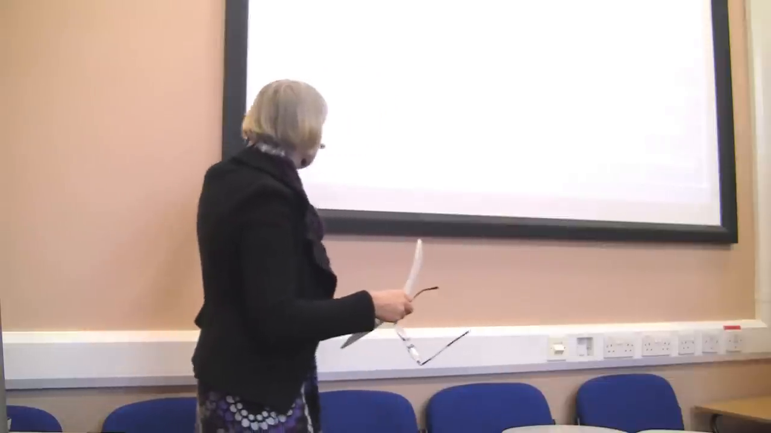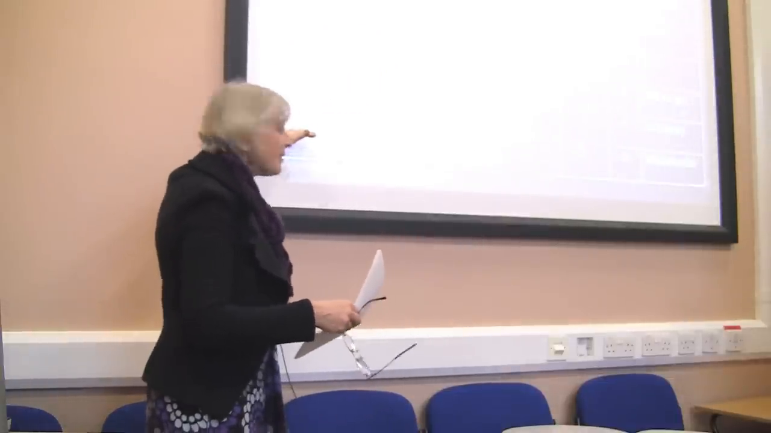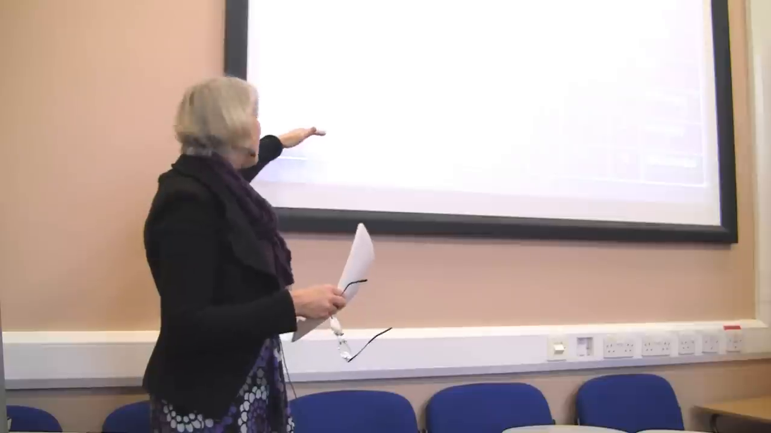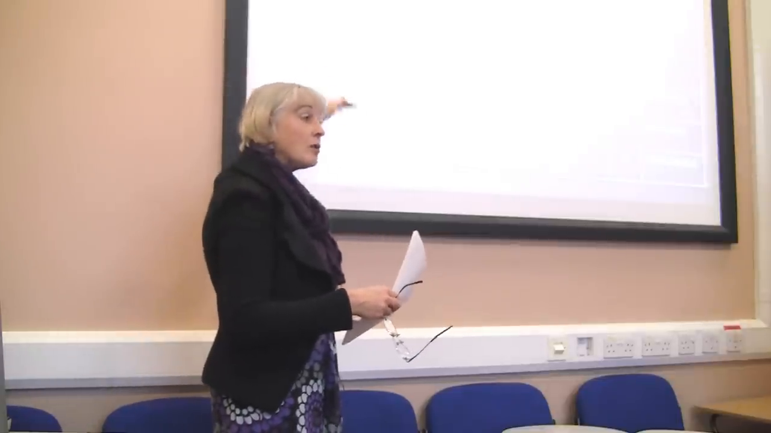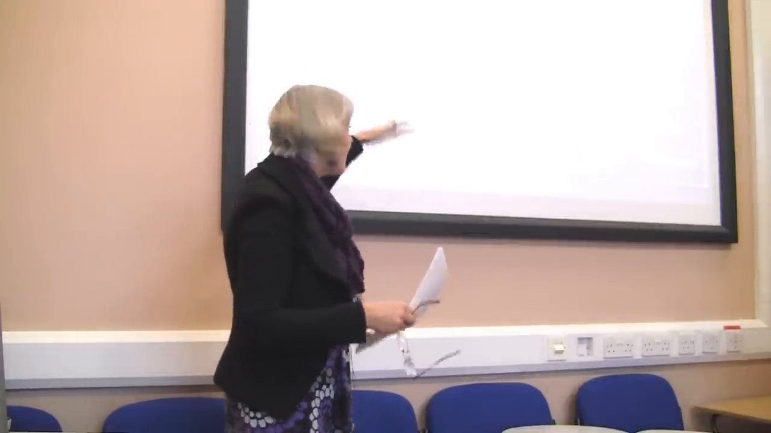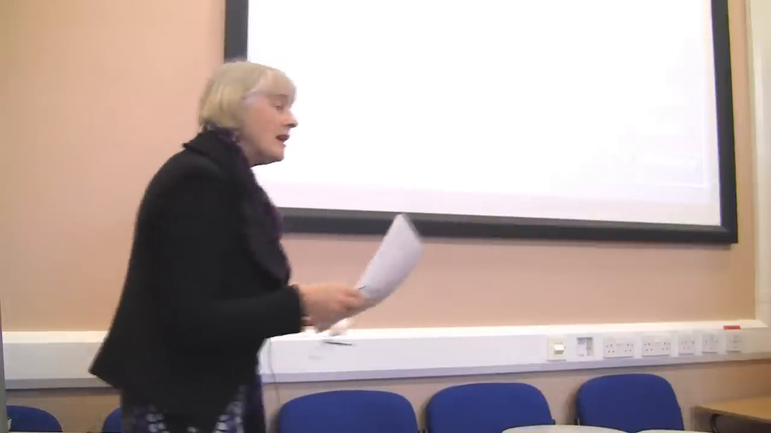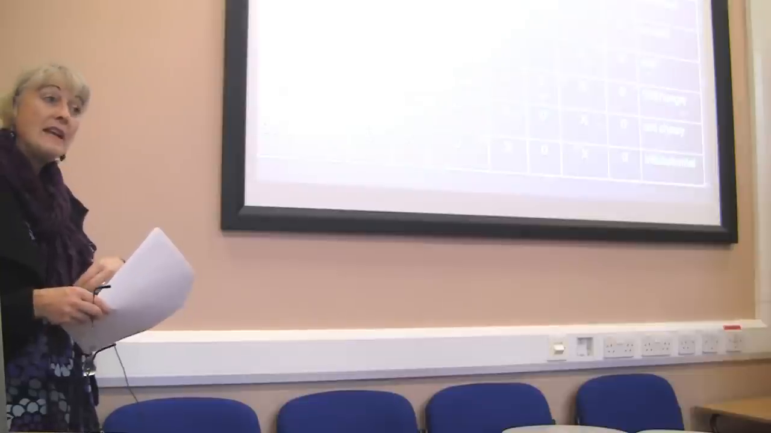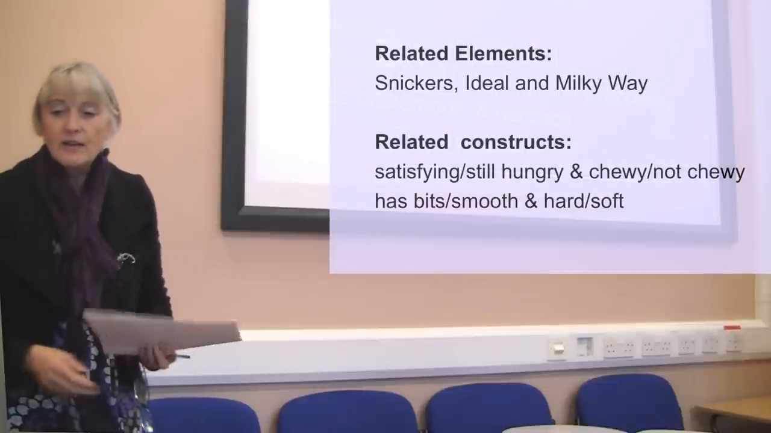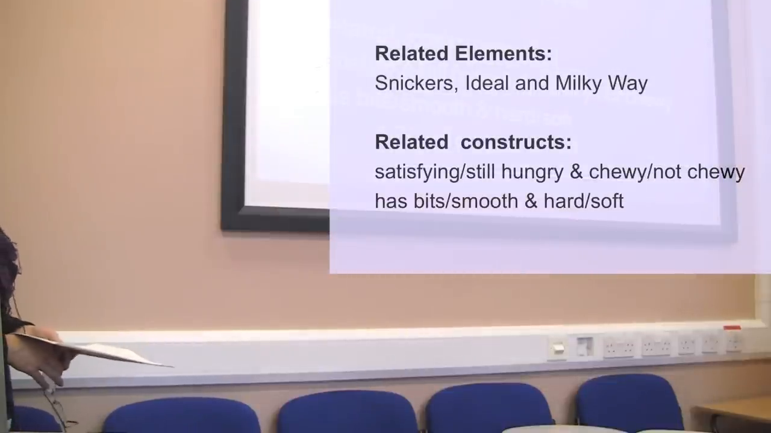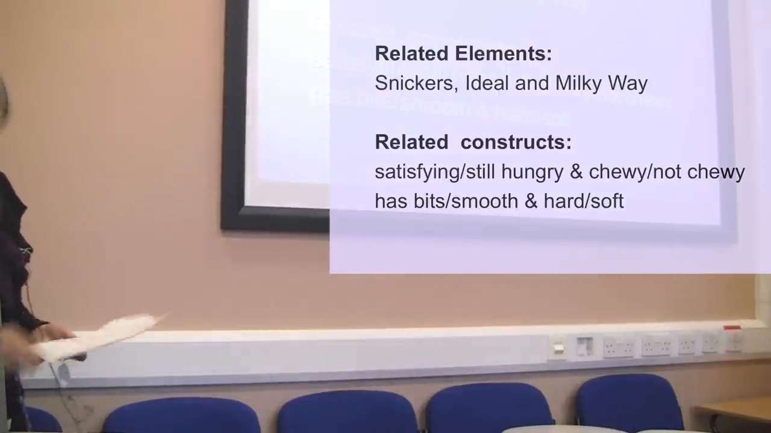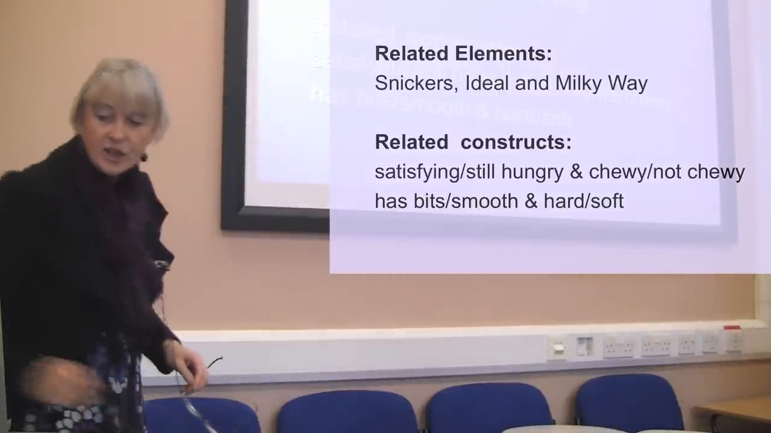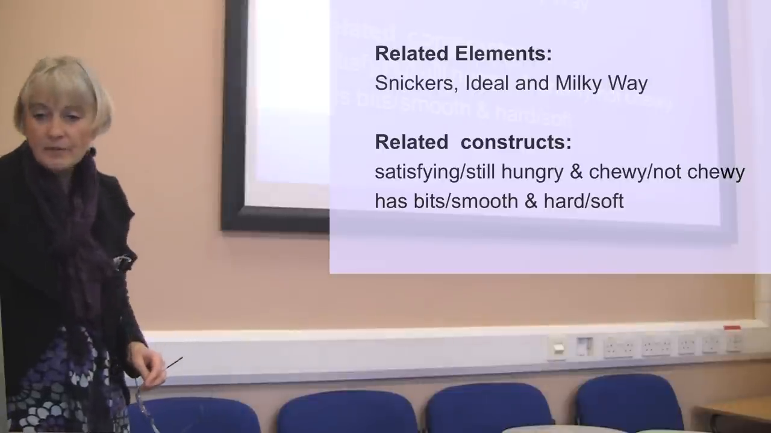So those relationships between constructs mean that one construct, in construct theory terms, has implications for another construct. One construct implies another. They kind of go together. So from reading that grid, you can tell quite a lot about what's important for me in eating chocolate. So you've quite rightly picked out that related elements are Snickers, my ideal bar, and Milky Way. And related constructs are satisfying, still hungry and chewy, not chewy, but also, let's go back.